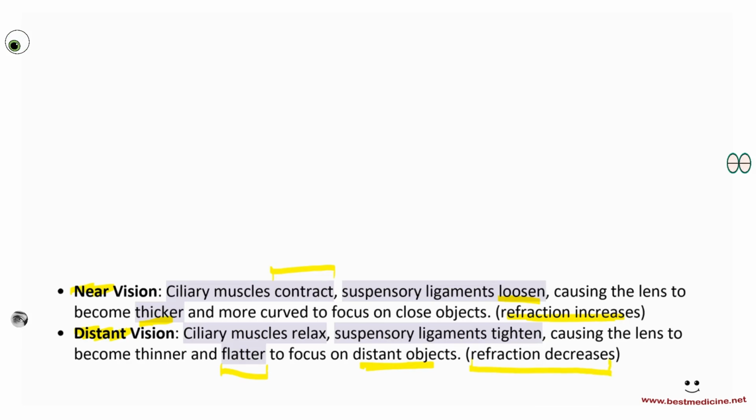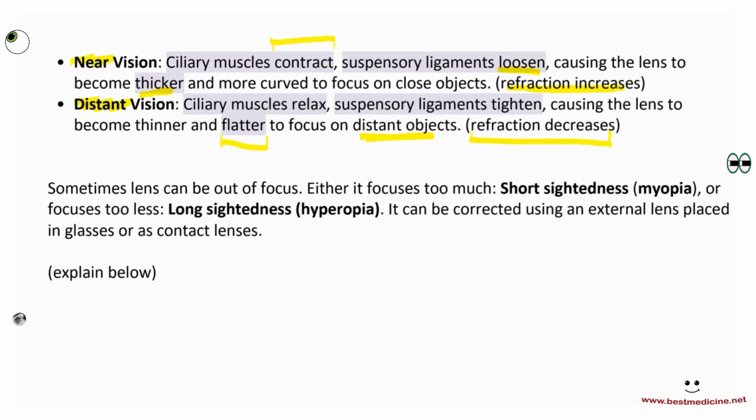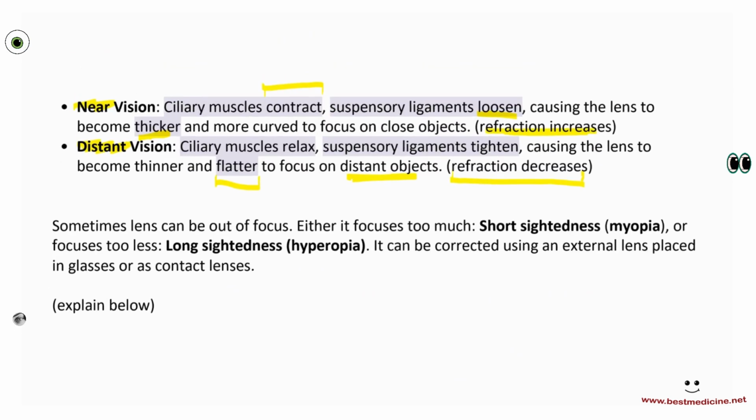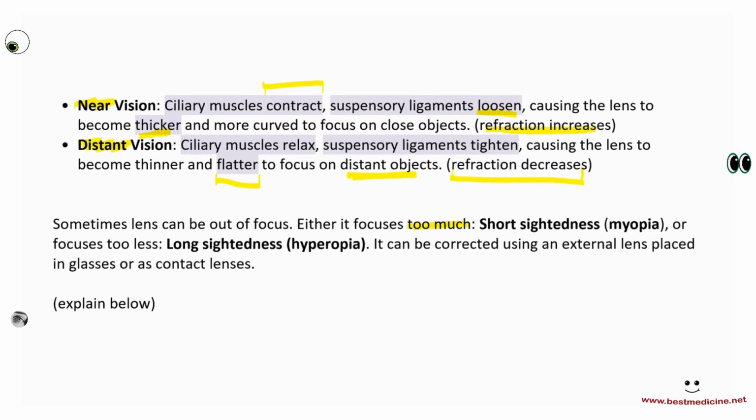Now here's the thing. Some people have vision disorders or lens disorders in which their lens is not able to focus the light perfectly onto the retina. Sometimes the lens can be out of focus. Either it focuses too much, which is called short-sightedness, myopia, or focuses too little, long-sightedness, hyperopia. It can be corrected using an external lens placed in glasses or as contact lenses.